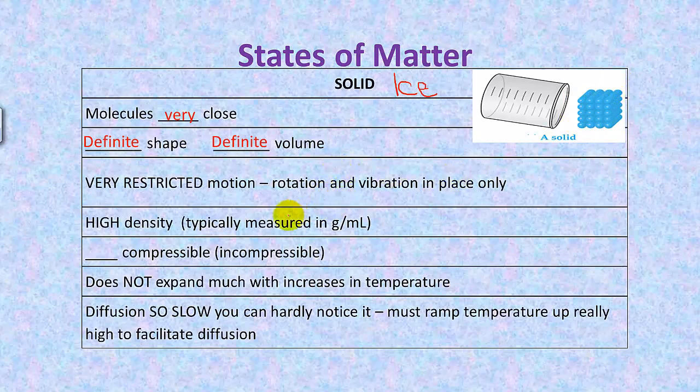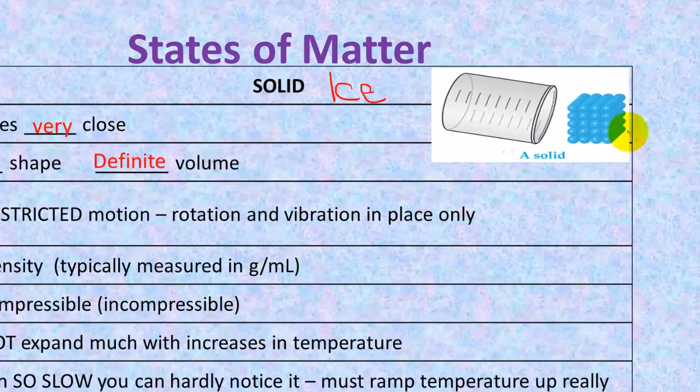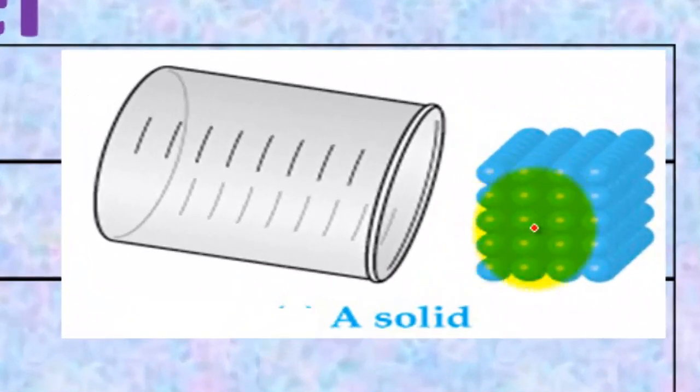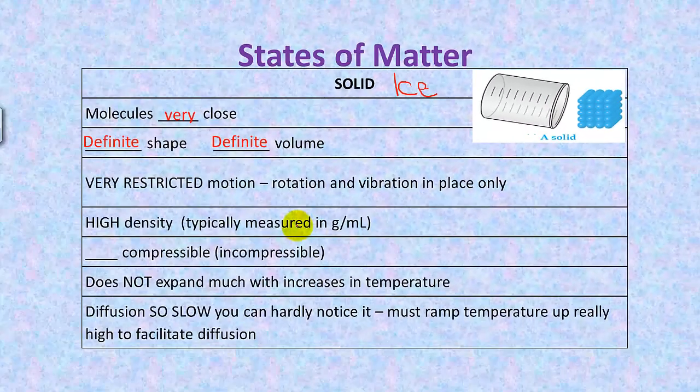changes from a solid. It is very restricted in motion, rotation and vibration only, so these molecules are just moving like this. They're not moving around like this. High density, because the molecules are packed very closely together in a small volume. They are incompressible. You can press on an ice cube or a solid as much as you want and it will not change its volume. It does not expand much with an increase in temperature.